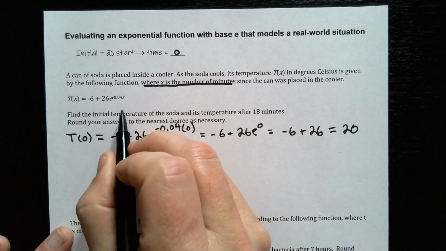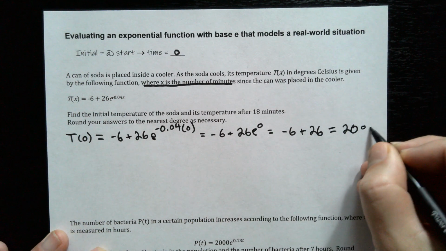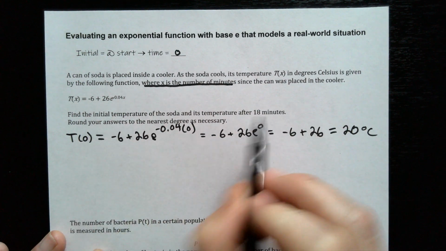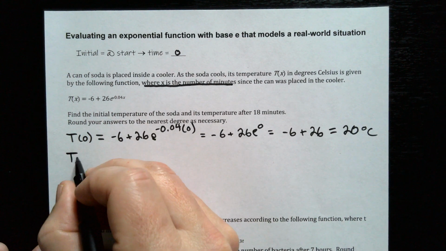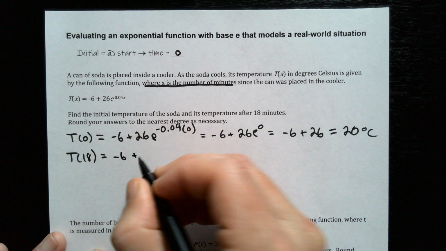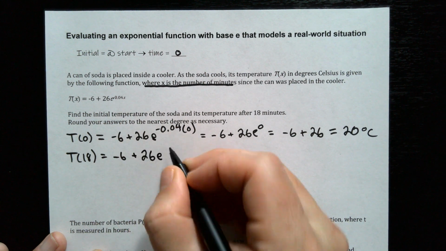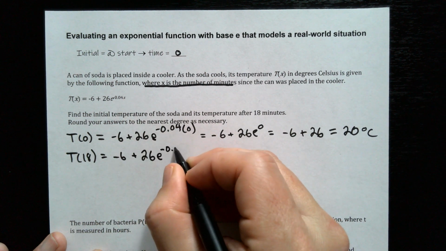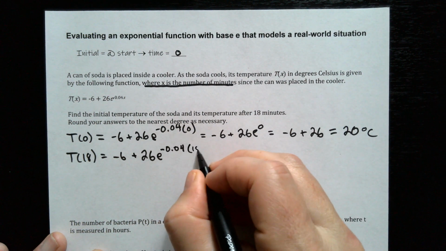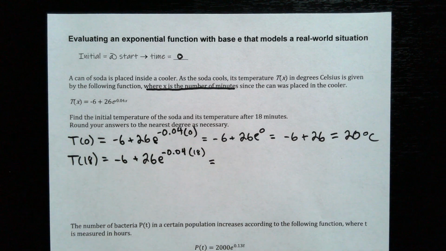Let me go ahead and write down the second one. Oh, by the way, this is in degrees Celsius. Okay, so the second one says 18 minutes, right? So t is equal to 18, or x is equal to 18. So we plug in an 18 to the function, -6 plus 26e to the -0.04 times 18. Okay, so for that one, we would definitely need to go to the calculator to get an accurate answer.